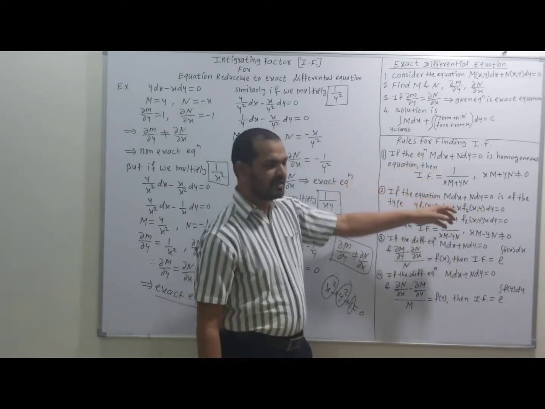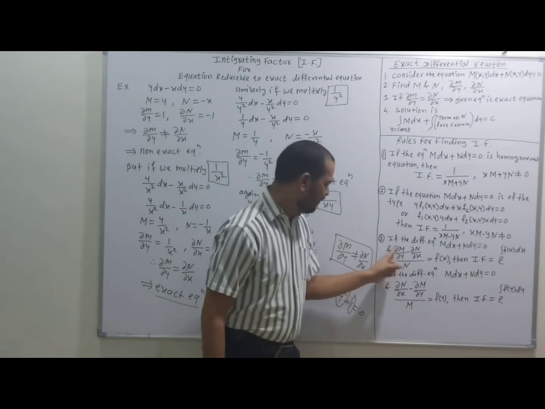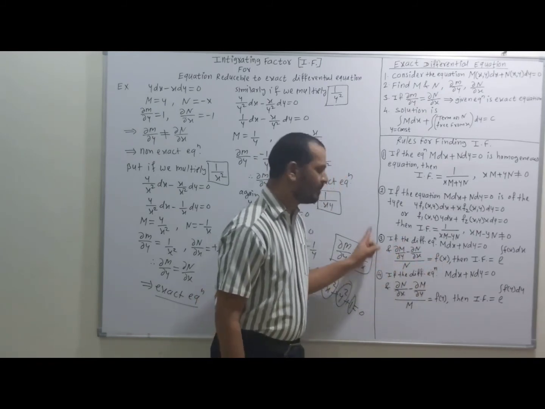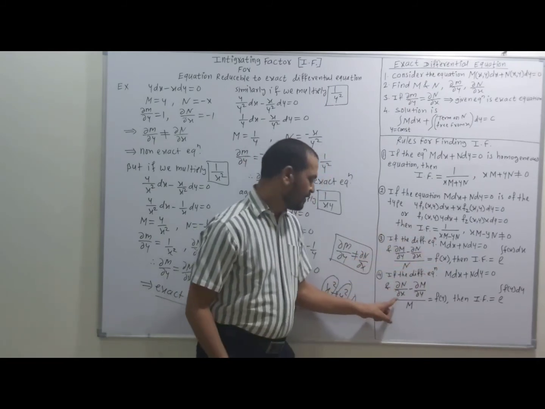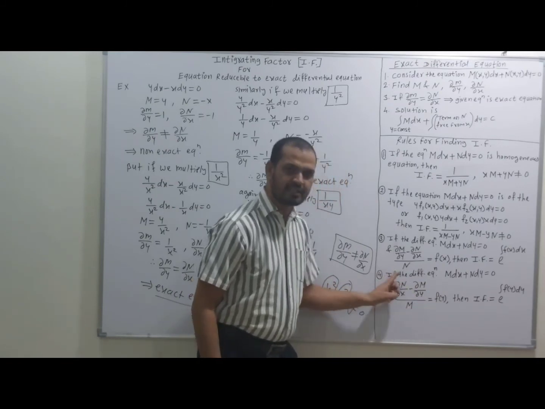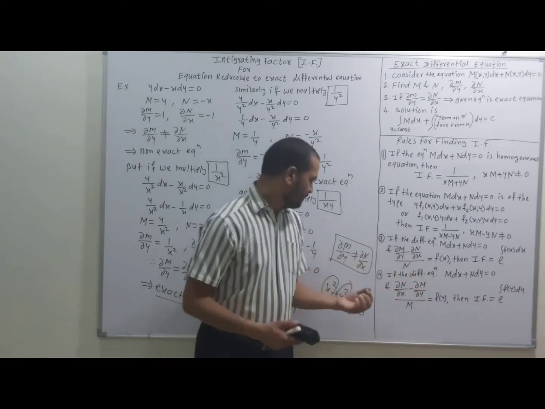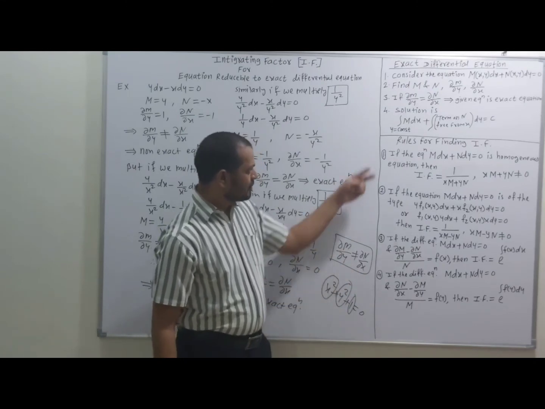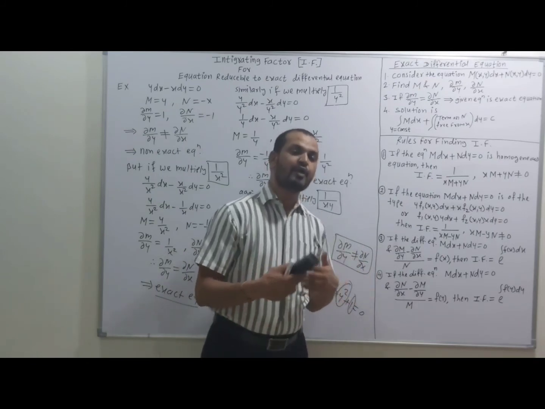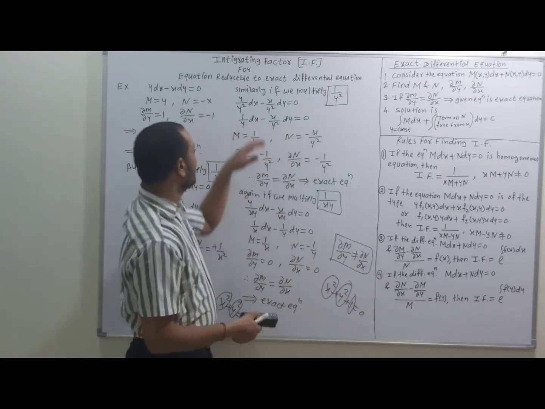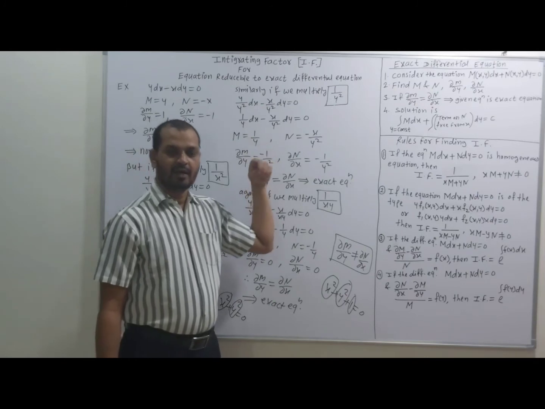If these two rules fail, then apply rule number 3. Rule number 3 says to calculate this term. If we get the answer in terms of x, then apply rule number 3. If we fail to get the answer in terms of x, then go for rule number 4. So find out this term, and if we get the answer in terms of y only, then apply rule number 4. For such a non-exact equation, if we apply these four rules, then surely the non-exact equation becomes exact. And for converting a non-exact equation to exact, we require the integrating factor. So this is the importance of the integrating factor in non-exact equations.